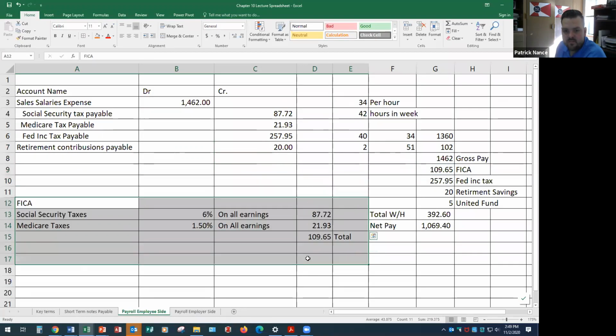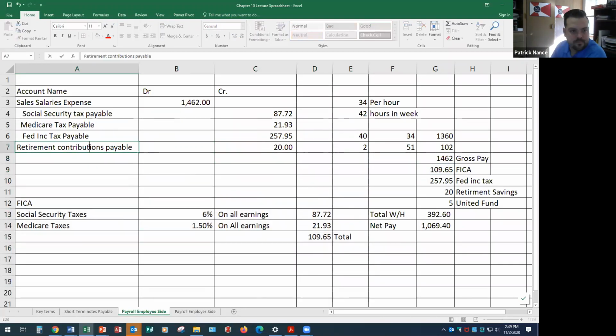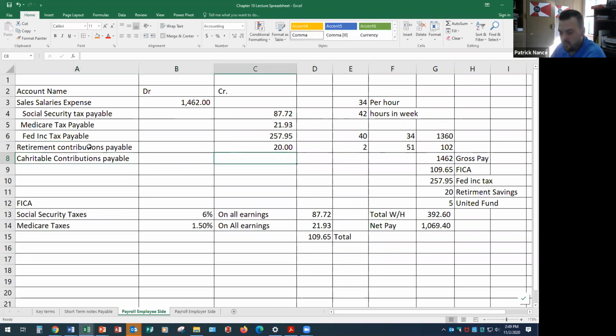Move some things down. Retirement contributions payable, and then I have charitable contributions payable for $5. And the reason why I wanted to show you an individual one is because now I think it's a little easier to see that I don't balance here, but what I don't balance out is basically what I'm actually going to write the paycheck for.